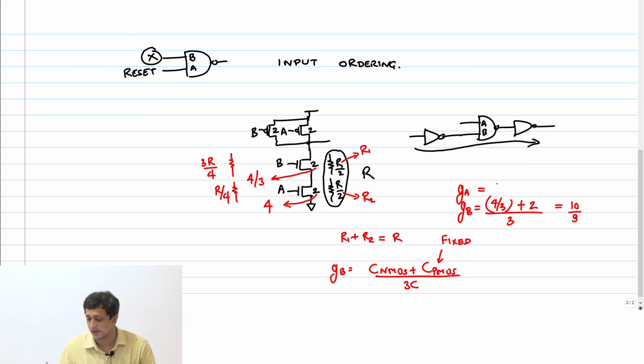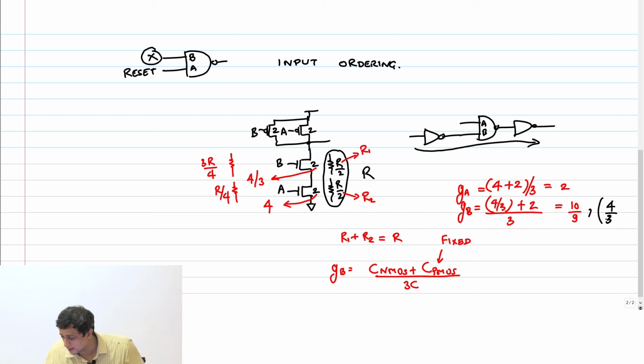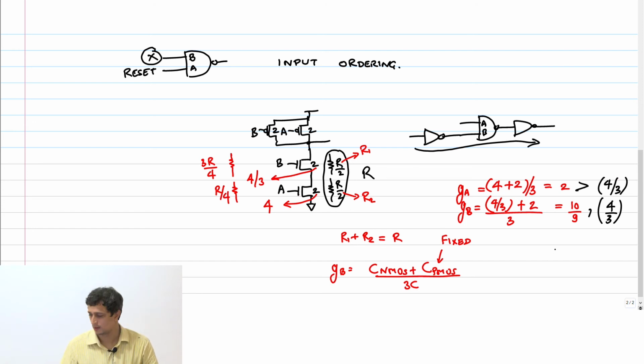What about GA? It is 4 plus 2 divided by 3. How much is that? 2. Okay. What was the original logical effort that we had for these two? I'll put it in brackets: 4 by 3 and 4 by 3. So what has happened? 2 is greater than this, right?